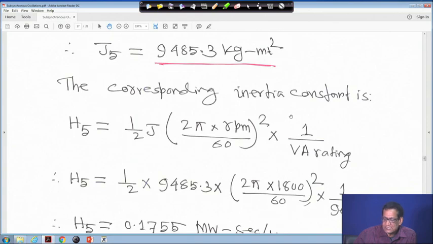Similarly, the corresponding inertia constant, this also we have done in the synchronous machine topic. So, this is for each section we are writing, but the general formula is half J into 2 pi into revolutions per minute RPM upon 60 squared into 1 upon the volt ampere rating. This also we have done.